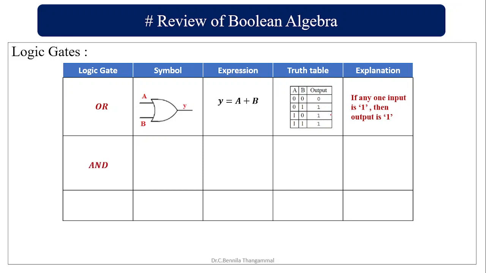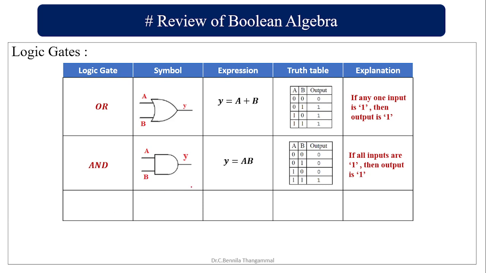The next gate is going to be the AND gate. So the symbol of the AND gate is this one. A and B are the input Boolean variables, Y is the output Boolean variable. So the expression is Y is equal to A into B, and here this is the truth table. So A into B: 0 into 0 is 0, 0 into 1 is 0, 1 into 0 is 0, 1 into 1 is 1. So I can say it in words as, if all the inputs are 1, my output is 1, else it is going to be 0.